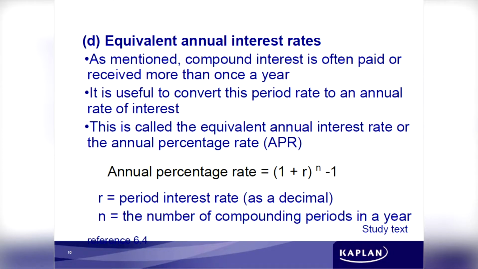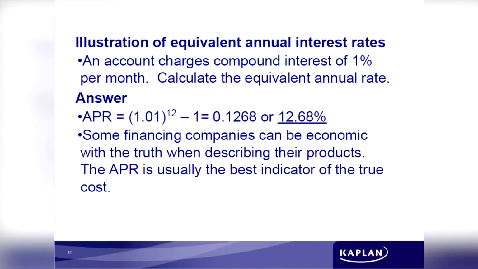R equals the period interest rate, whether you're paying quarterly, monthly, or biannually, it doesn't matter. The rate that you're using for that period as a decimal again, and n is the number of compounding periods in a year. So that's the formula you would use. Again, we're going to look at an illustration. Let's do the easiest example we could think of. An account charges compound interest of 1% per month. Calculate the equivalent annual rate.